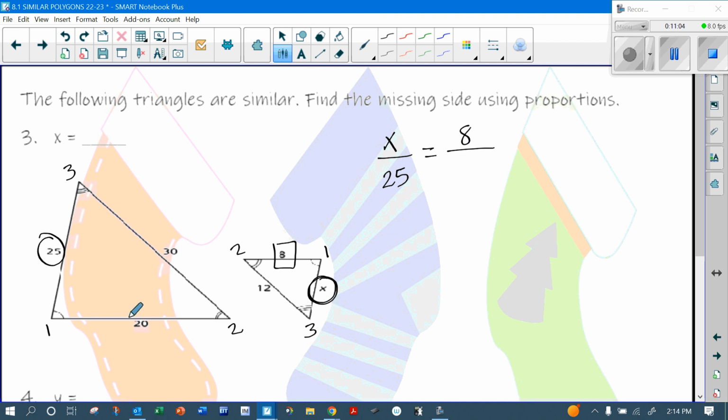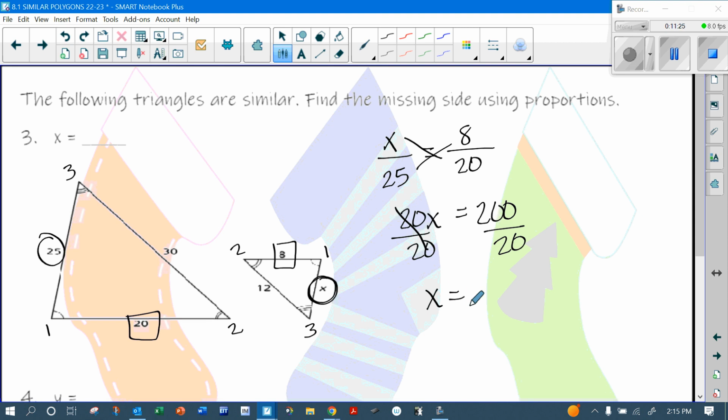So I'm going to use the number that goes between the 1 and the 2, which is 20 in this case. So cross multiply, 20x equals, and then 25 times 8 is 200. Divide both sides by 20, just like you would any other algebra problem, and x is 10. So now I know that this side is 10, and that's all you got to do. Just find your missing side using proportions.